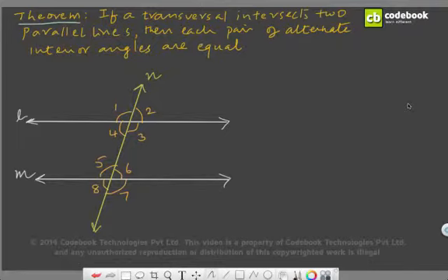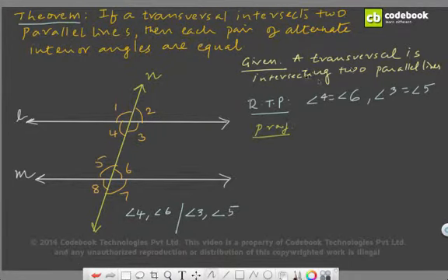Let's now look at a theorem. The theorem states that if a transversal intersects two parallel lines, then each pair of alternate interior angles are equal. So we have discussed what alternate interior angles are in the previous lesson. In this figure, angle 4, angle 6 and angle 3, angle 5 are pairs of alternate interior angles. The theorem is stating that these angles should be equal. So let's try to prove this theorem. We have been given that a transversal is intersecting two parallel lines, and we are required to prove angle 4 is equal to angle 6 and angle 3 is equal to angle 5.